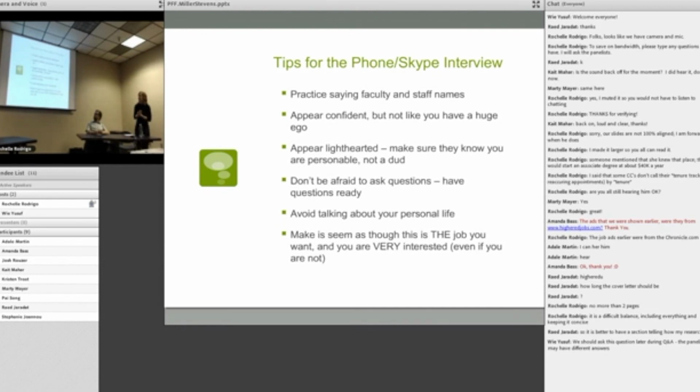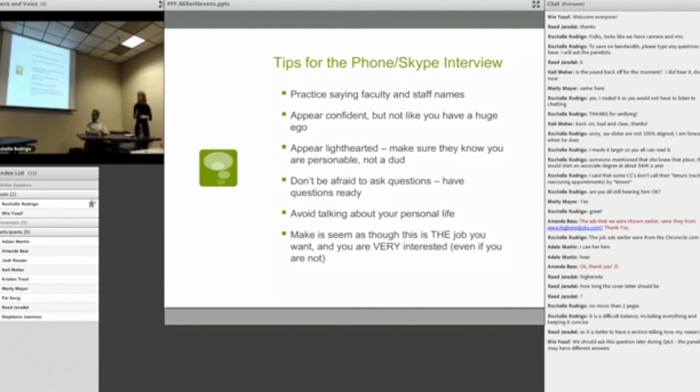Don't be afraid to ask questions, and if you have your questions handy in your cheat sheet, they'll be right there. Avoid talking about your personal life in the phone interview and in person. It's just not necessary. You don't need to talk about your personal life, and they most likely will not ask you about your personal life.